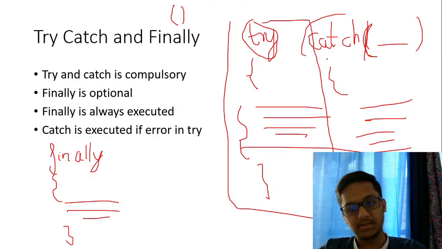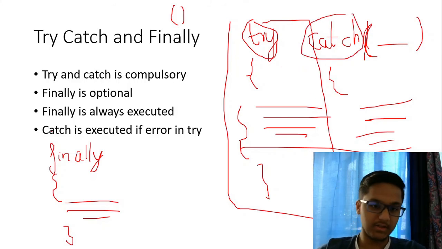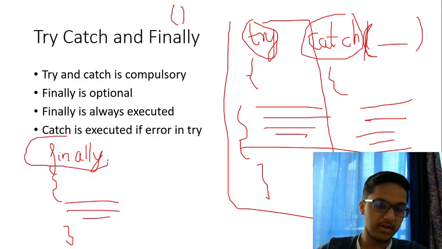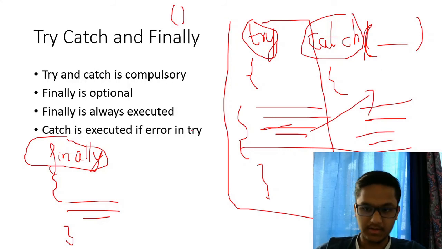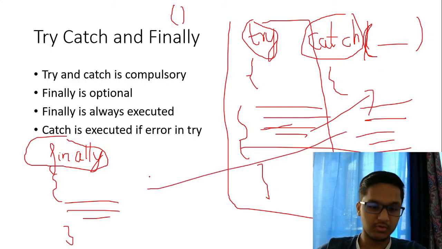The catch block is executed only if there's an error in the try block, otherwise it's not executed. And finally is executed whether or not an error is encountered inside the try block. So the code can go something like this. It first goes to the try block, an error is encountered, it goes to the catch block, and whatever's in the catch block it prints, and then it goes to the finally block, and whatever's in the finally it does that.